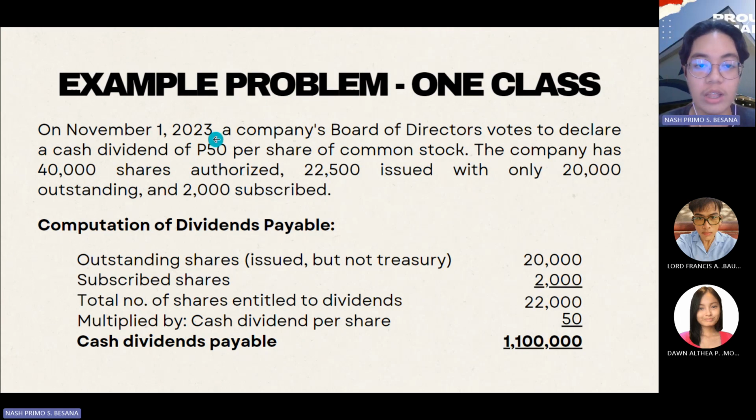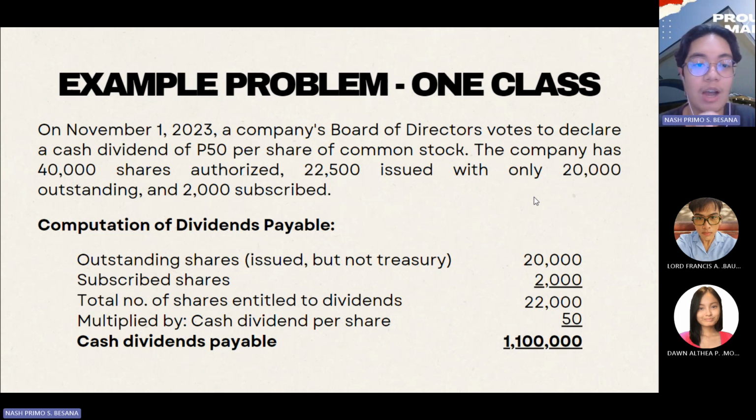So on November 1, a company's board of directors votes to declare a cash dividend of 50 pesos per share of common stock. The company has 40,000 shares authorized, 22,500 issued, with only 20,000 outstanding, and 2,000 subscribed. So how do we compute ba yung cash dividends payable kapag ganito yung situation?